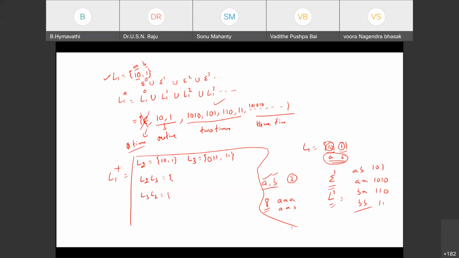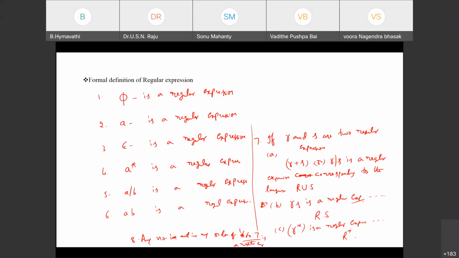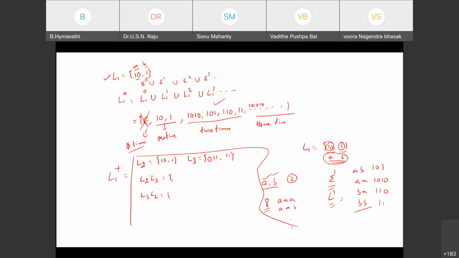L2 L3. And here L2 L3 means concatenation. Don't start looking into the product of those two. According to the regular expression, as I told, RS is a regular expression corresponding to the concatenation of R and S. So here also it means concatenation. So what is L2 L3?